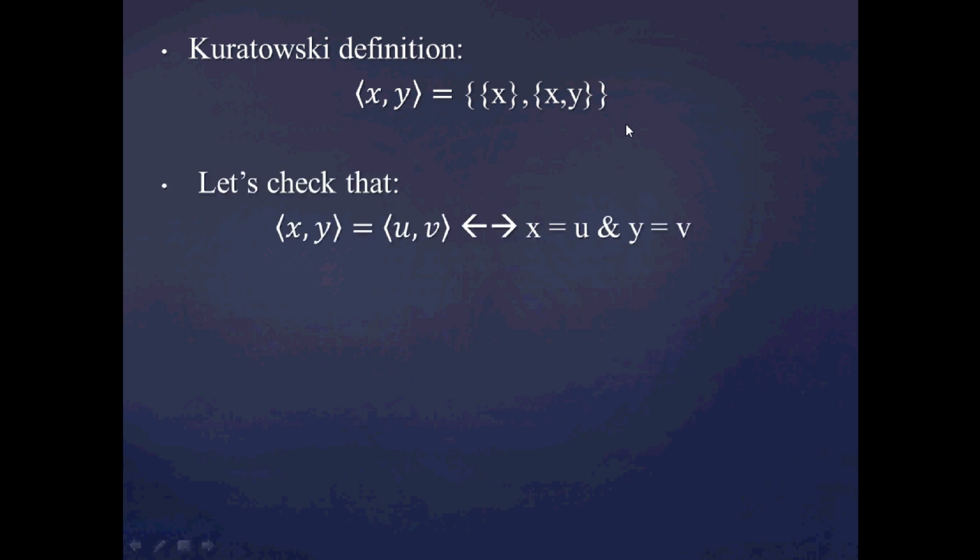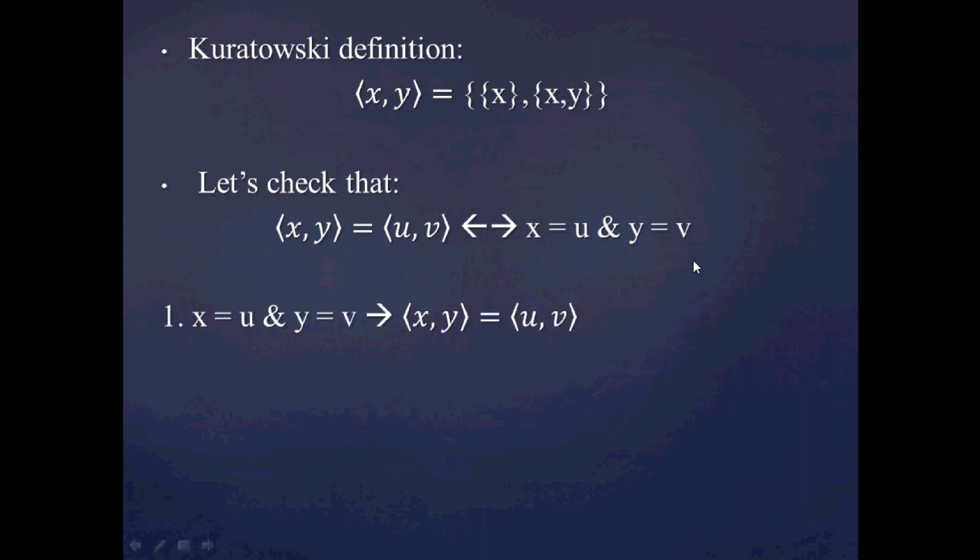So what we're going to have to do is verify that this definition satisfies this key property: in order for two ordered pairs to be equal to one another, the first components of both ordered pairs must be equal, and the second components of the ordered pairs must be equal. So what we need to do is verify this if and only if statement.